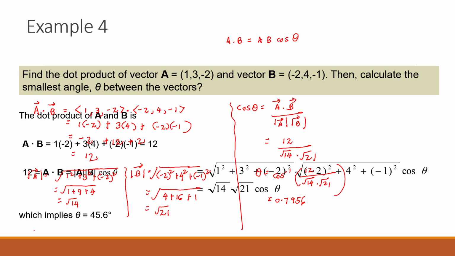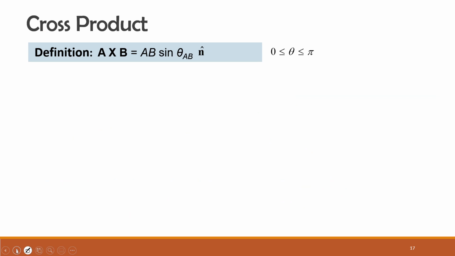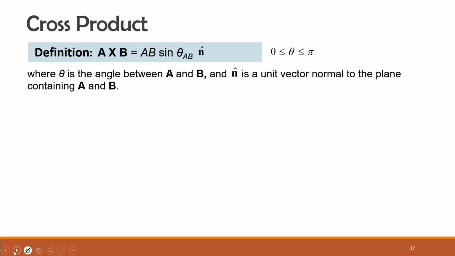Then if no questions, I think next will be the cross product. A cross B is magnitude A times magnitude B sin theta, and the result is a vector. Theta is the angle between A and B, and the vector n is a unit vector normal to the plane containing A and B.